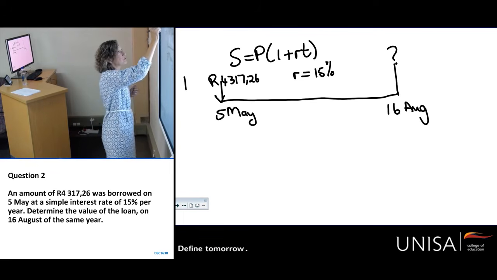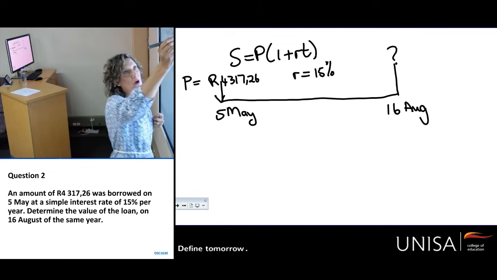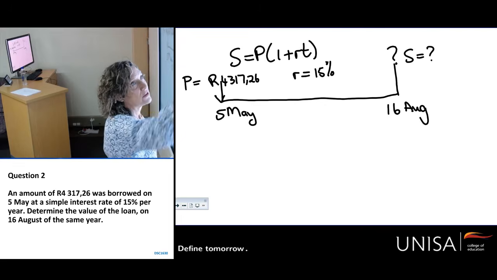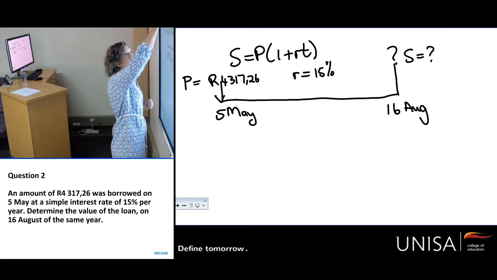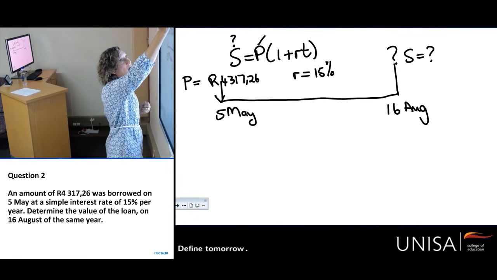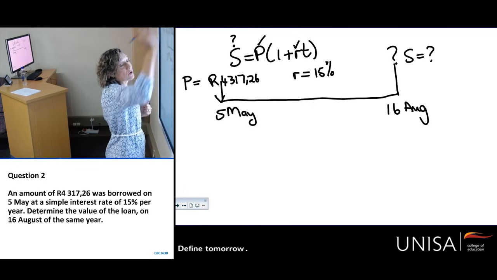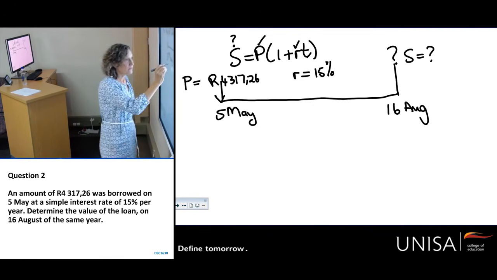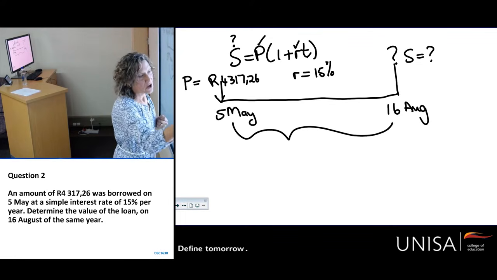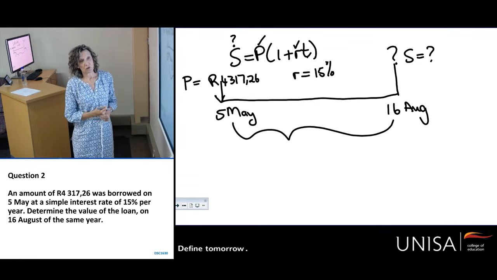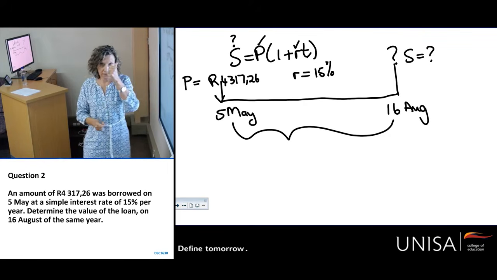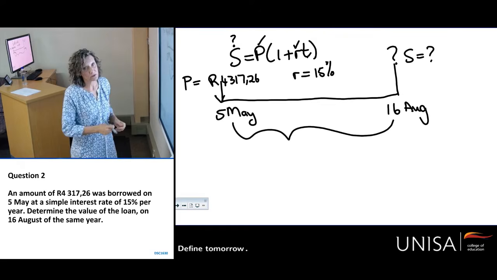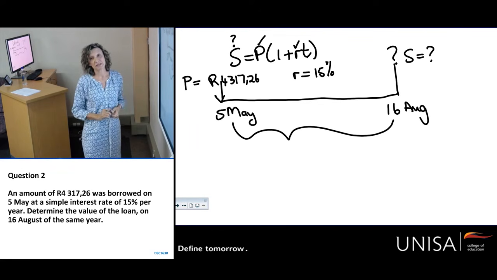So here I've got a principal value, right? What do I need? I need a future value that I don't know the amount of. Happy with that? Right, so I don't know my S value. I know my P value, I know my R value, but what is my time value? My time value is from the 5th of May to the 16th of August. Either I can start 5 May, 6 May, 7 May, 8. That will take quite a long time to get to the 16th of August.